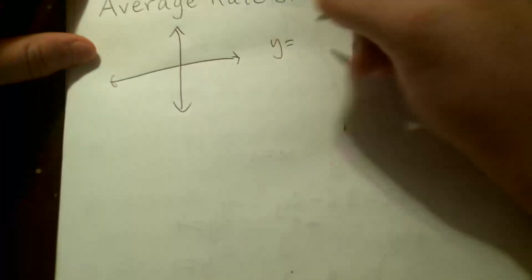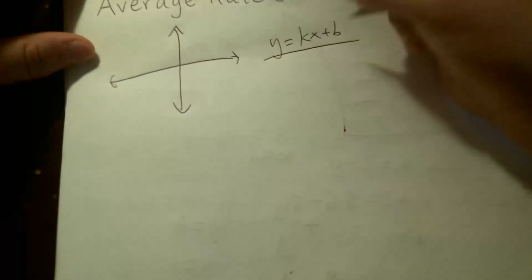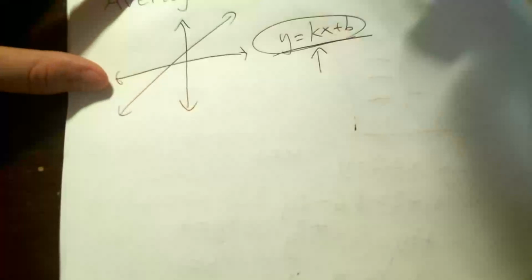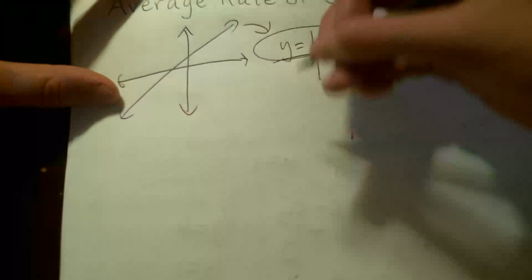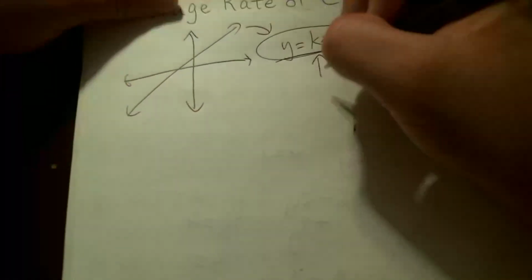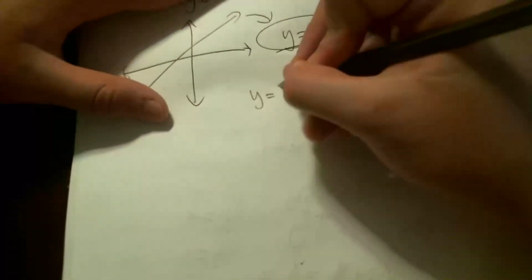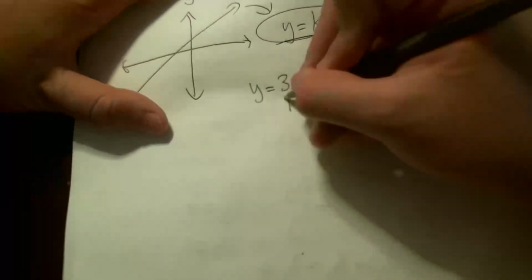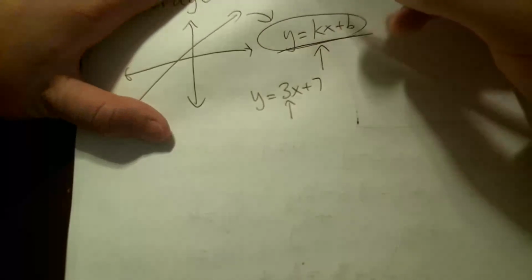Average rate of change, on a coordinate plane, is the slope of a linear equation, which is k in this formula here. So if you had a graph where this line is in this format, you would have k as your average rate of change. Say you had y equals 3x plus 7, so your average rate of change here would be 3, since that is the k in this case.